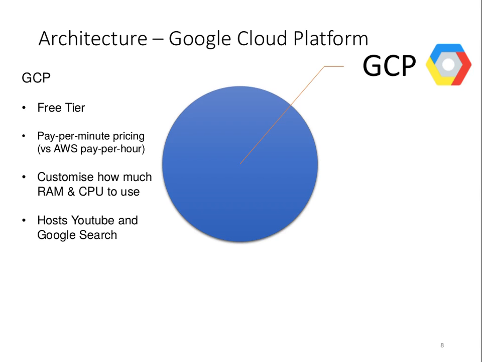And why did I choose Google Cloud Platform, or GCP? Well, they offer a free tier for newly signups, and it's unlimited, so it's not time-based, which is great for small experimentation. They have pay-per-minute pricing compared to the Amazon Web Services pay-per-hour model, you can customize how much RAM and CPU you use, and also YouTube and Google Search are hosted on GCP.